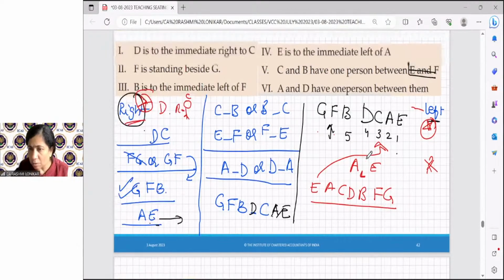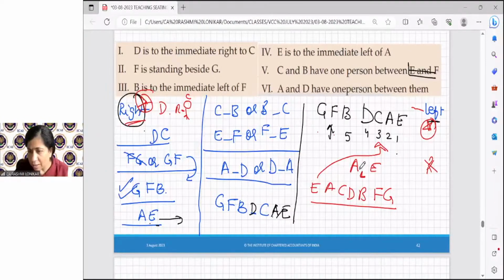Apurva, fourth point does not match. E is to the immediate left of A. Yes, E is to the immediate left because for A, this is his left because they are on the stage. Okay.